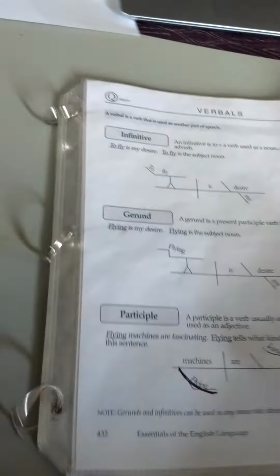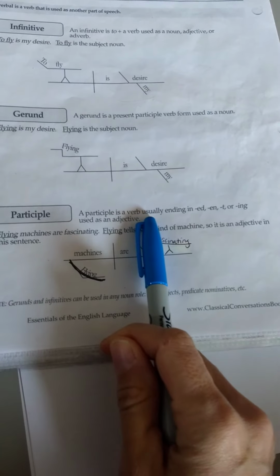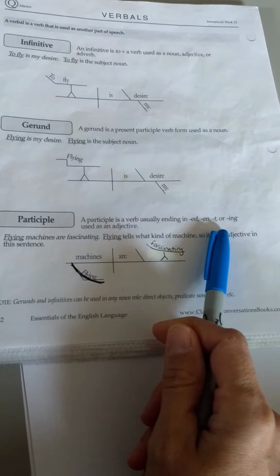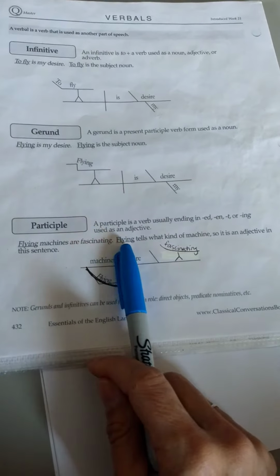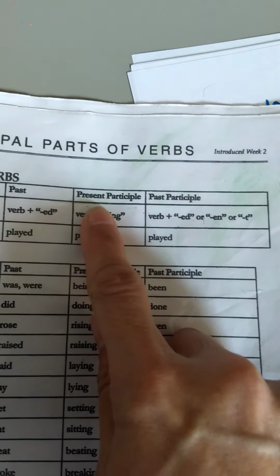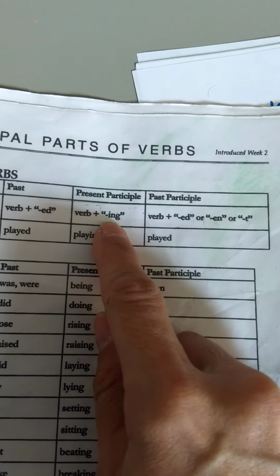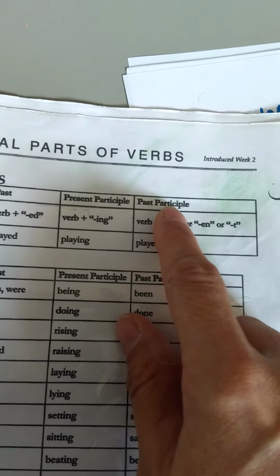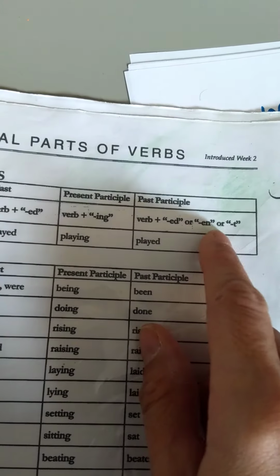But today we're going to talk about participles. Just real quickly, to go over a few things. A participle is a verb, usually ending in ed, ent, or ing, and it's used as an adjective. We know from chart D that there are present participles and past participles. That's where all those endings come from. Present participles end in ing. We can also use past participles, which end in ed, en, or t.